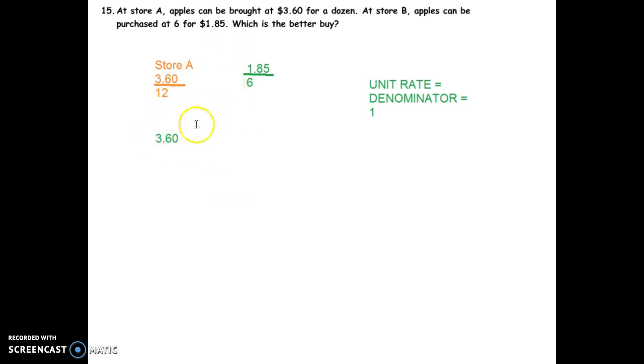$360 divided by 12. Oh, this should have been orange. Sorry. And the other one will be 185 divided by 6. So once you actually do that, you guys will have your answer, because you'll know which one is cheaper, right? Because you'll have your unit rate for each one. And then afterwards, you can tell that the unit rate for store A or store B is cheaper. And that's how you got your answer.